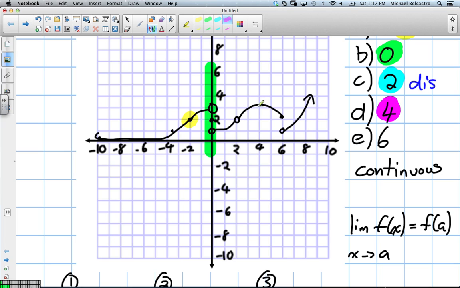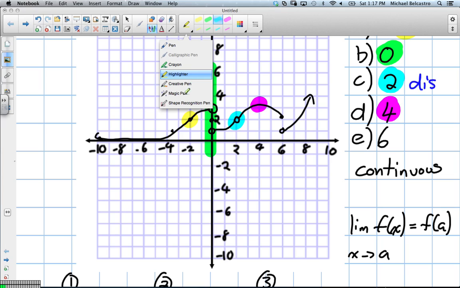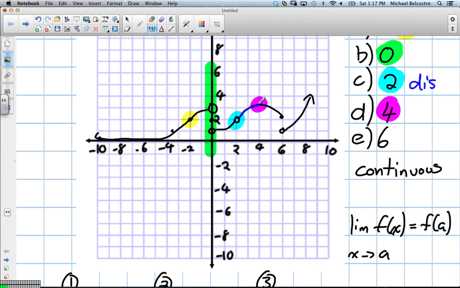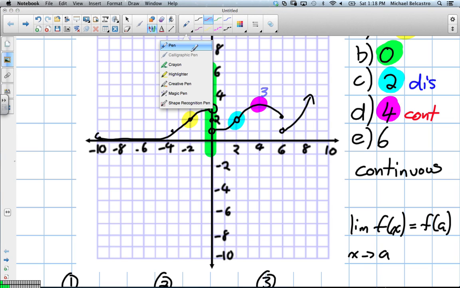Next, the x value of 4, and this was the value of 2. This one's a little easier. When we approach it from the left, what are we getting at? Roughly 3. And we're coming at it from the right, and when we're actually at 4, it's 3. Is this continuous? Yes, it is. Excellent. Continuous.